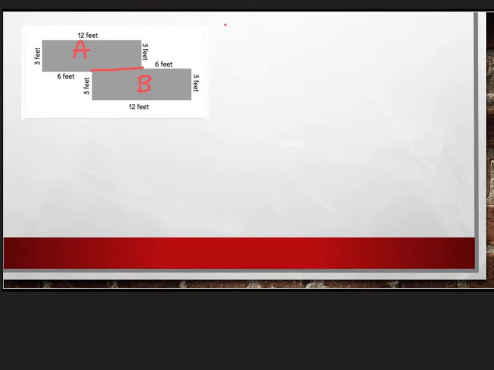So let's talk about shape A. Shape A is a rectangle, right? So we need our base and our height. Well, our base for shape A is going to be 12 and our height is going to be 3. So the area of shape A is just going to be 36. Again, you can use a calculator this unit, so please make sure you have one next to you.